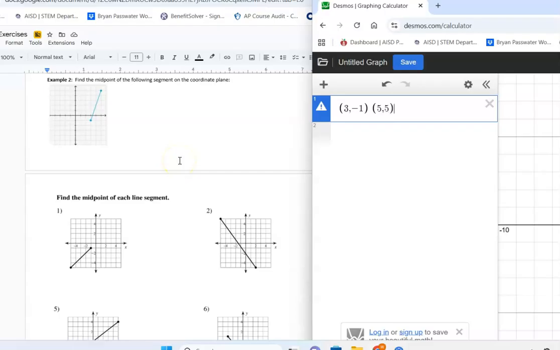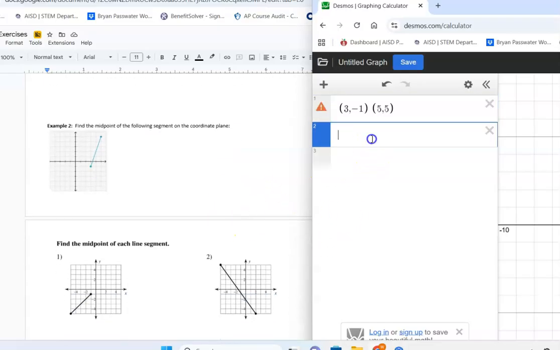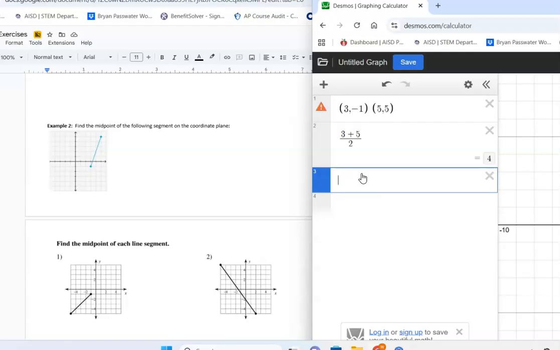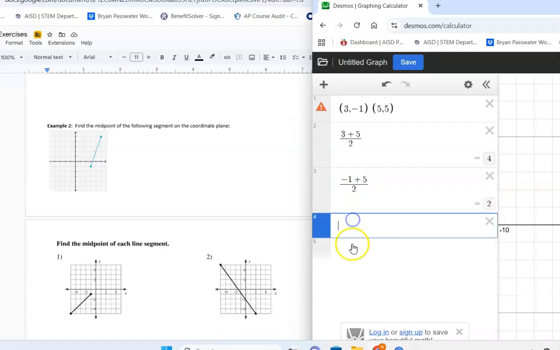All right, now that I have those two coordinates, I'm going to do the midpoint formula again. First up, let's do the mean of the x values. That'd be (3 + 5) / 2. It's 4. All right, let's do the mean of the y values, which is 2. So the answer for that specific graph would be (4, 2).